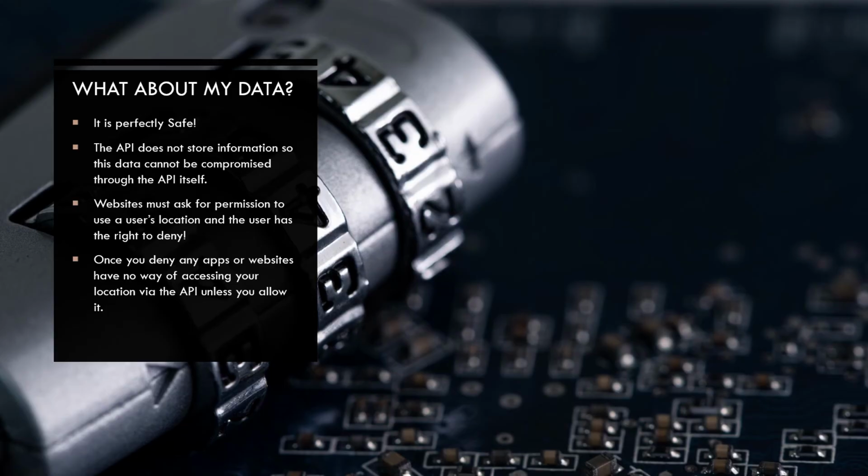As I said before, your data is perfectly safe. The API does not store this data and it cannot be compromised through the API itself. Without the server, it basically cannot work. So the API is basically, if you want to think of it like, the gopher. It doesn't have it, it needs to go get it.